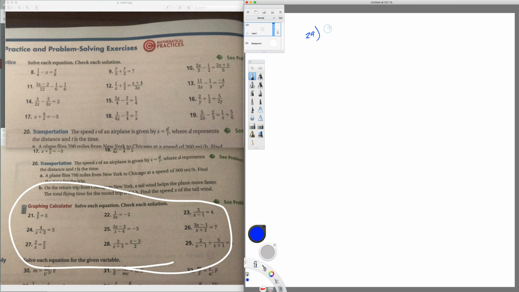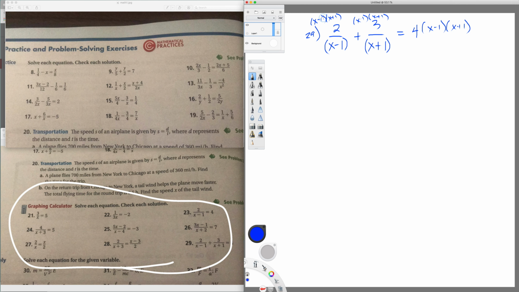Number 29, we have 2 over x minus 1 plus 3 over x plus 1 equals, and you told me this was 4. So my common denominator has to have an x minus 1 and an x plus 1. So I'm going to multiply each of these three pieces by both of these things. I'm going to write kind of small here so I can squeeze it in. I'm going to get an x minus 1 and an x plus 1, and x minus 1 and an x plus 1, and then an x minus 1 and an x plus 1.